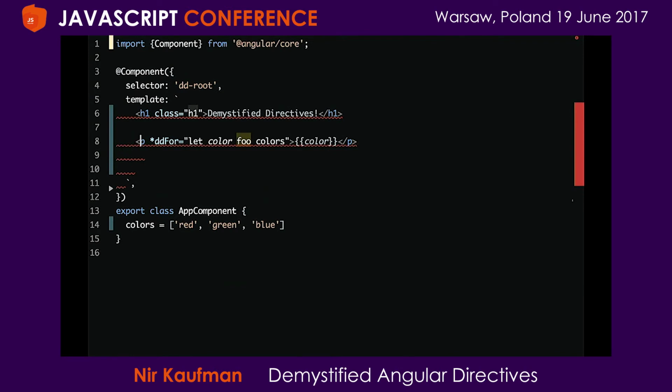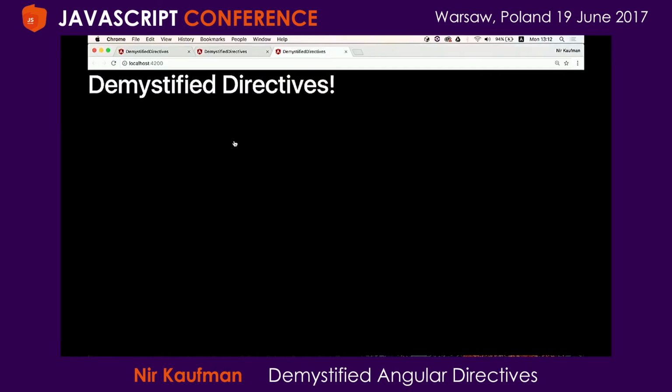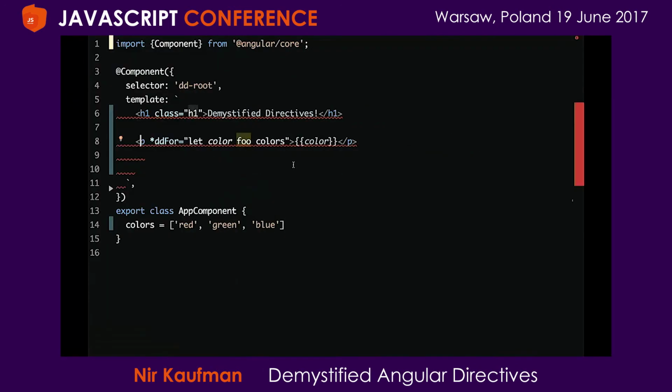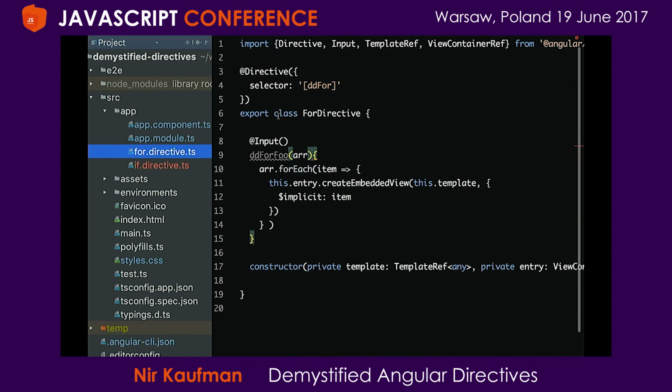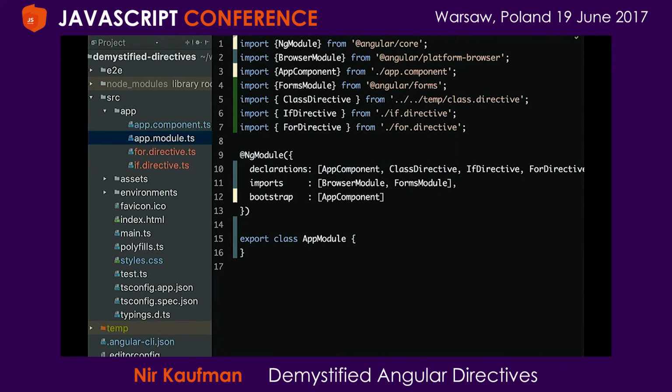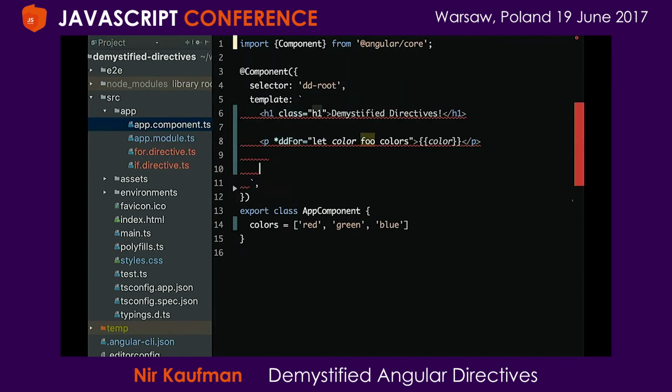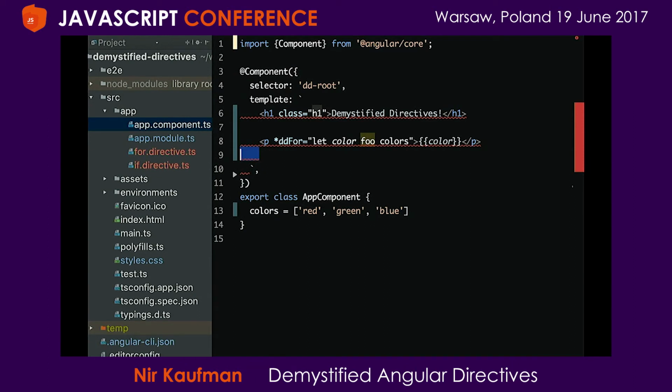I can come here, go back to my template, and nothing works. Let's see what happened. Let color of foo colors, ddFor, forgot something? ddFor, input ddFor of, accept an array, item, create embedded view, everything seemed to be alright. Don't worry, sometimes it happens like that with live coding.